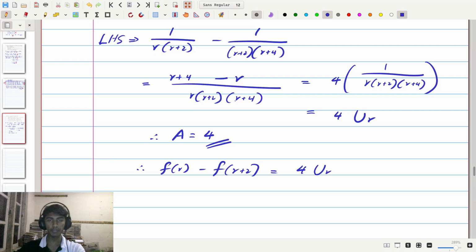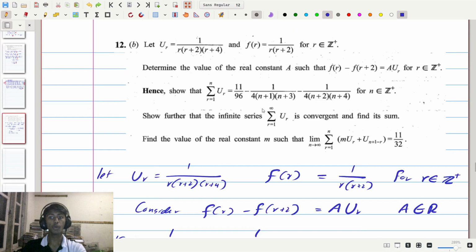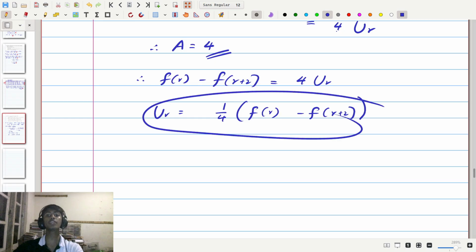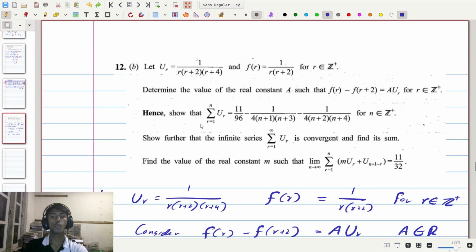Or alternatively, since in the next part of the question we need to find the sum of u of r terms, we could rearrange this and write that u of r is equal to 1/4 of f of r minus f of r plus 2. And in fact, this is what I'm going to write as my final statement based on the fact that a is equal to 4.